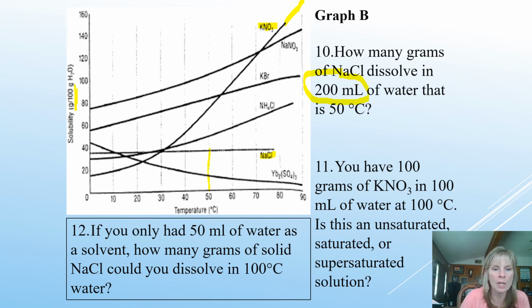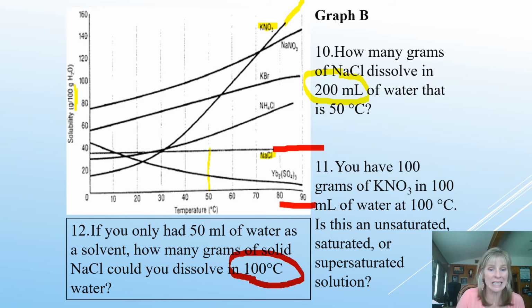If you only had 50 milliliters of water as a solvent, how many grams of sodium chloride could you dissolve at 100 degrees? Okay, here's sodium chloride. We're going to pretend like it keeps going, but it doesn't really change all that much. And we have to draw it off the solubility graph, because we're talking about 100 degrees C. And again, this graph only goes to 90. So we're going to keep going and pretend like it doesn't change a whole lot, because it doesn't.